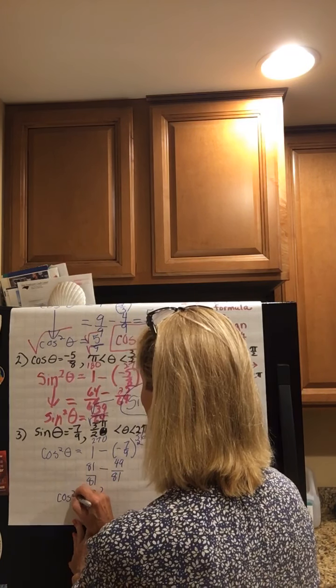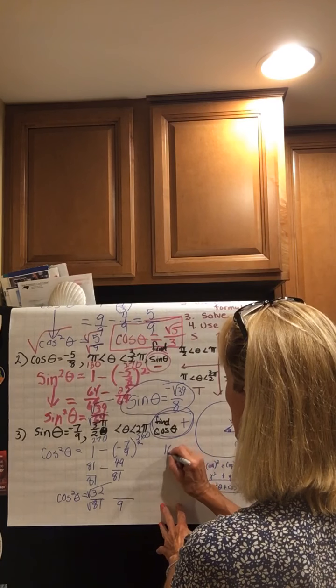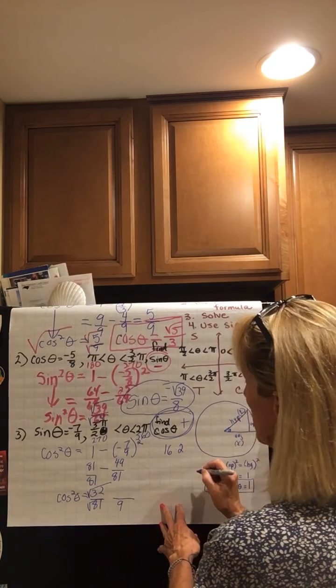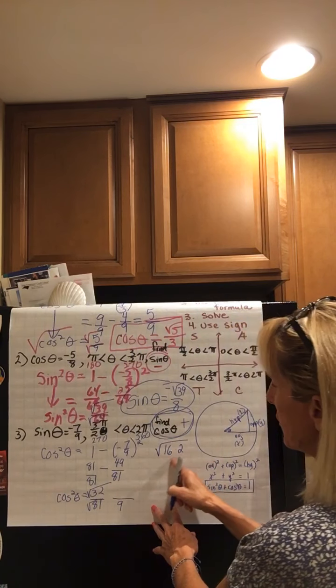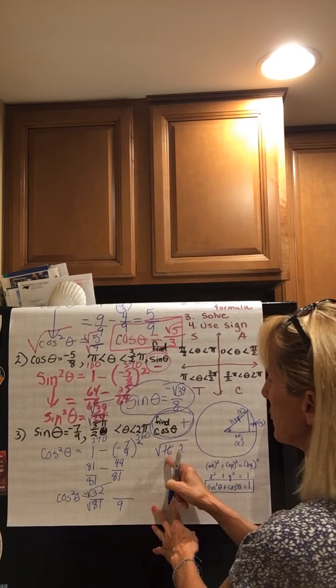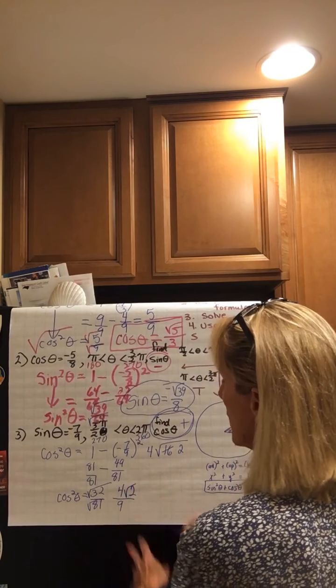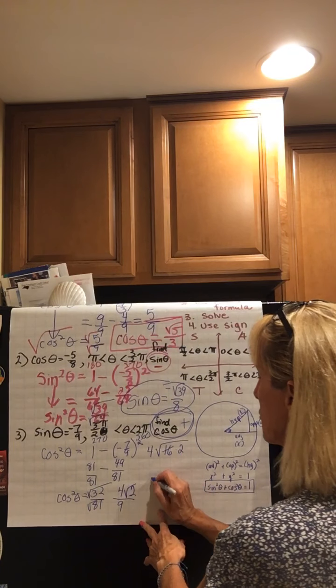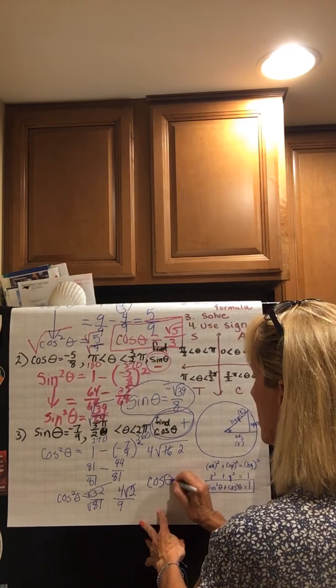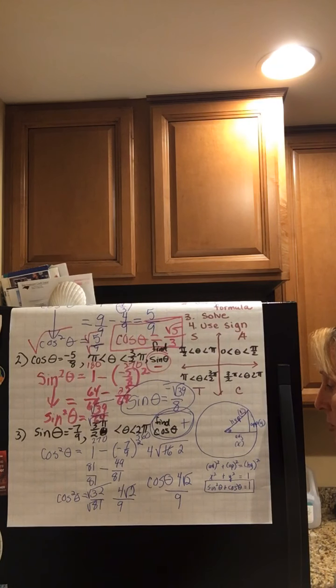Now, when I simplify this by square rooting, I know the denominator is 9. The square root of 32 can be simplified. Can I think of a perfect square for 32? Well, how about 16 times 2? 16 times 2 is 32. The square root of 16 is 4, so this would be 4 radical 2. And remember it's going to be positive. So my answer would be cosine of theta is 4 square root of 2 over 9. And that's your answer, and that's it.